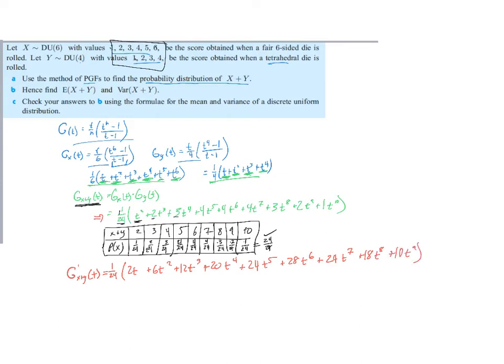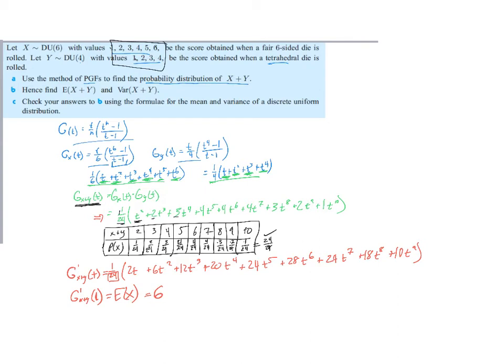All right. Now I need to do g prime of x plus y of 1, because that should give me the expected value. So go ahead, put 1 in for all of those t's. And when we add those things together, 2 plus 6 plus 12 plus 20 plus 24 plus 28 plus 24 plus 18 plus 10, it should end up giving us 144 divided by 24 and give us an expected value of 6. Go ahead, please check that out. Make sure that that's correct, but that should be our expected value right there.